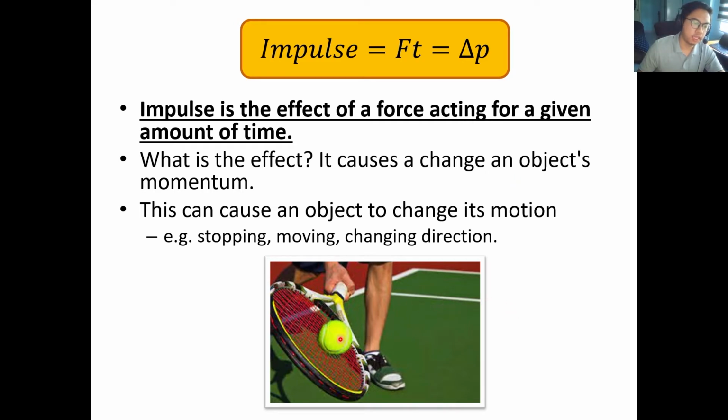For example, here you can see a picture of a tennis racket hitting the tennis ball. When the tennis racket hits the ball, the tennis racket gives impulse to the ball, and then it will cause a change in momentum in the ball. So the ball will move faster, or the ball changes to a different direction. So that is a good example of impulse in action.